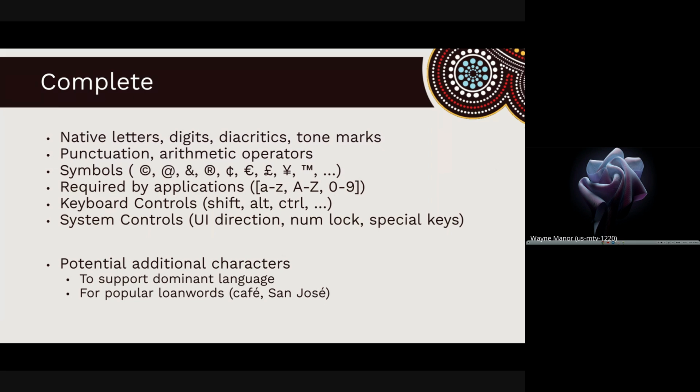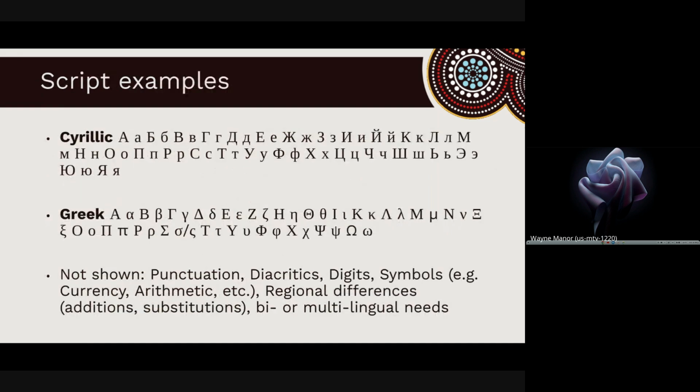And as I mentioned, you may need room for additional characters to support the local dominant language, or for popular loan words. So even here, San Jose has an accented E in it officially. So if you thought English was A through Z only, and you held to that, you'd be missing out typing that. You couldn't even type your resume, right?